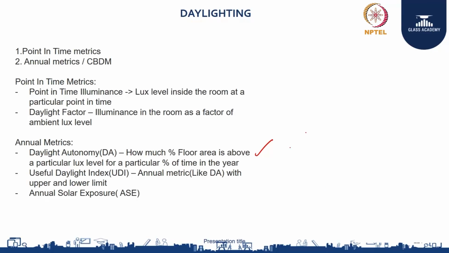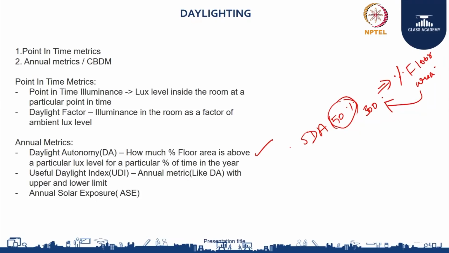So for example, I see an SDA 50%, 300. This is nothing but, for 50% of the time that you are running the simulation, what percentage of floor area gets a lux above 300. So that is your understanding of SDA. So this is your daylight autonomy.